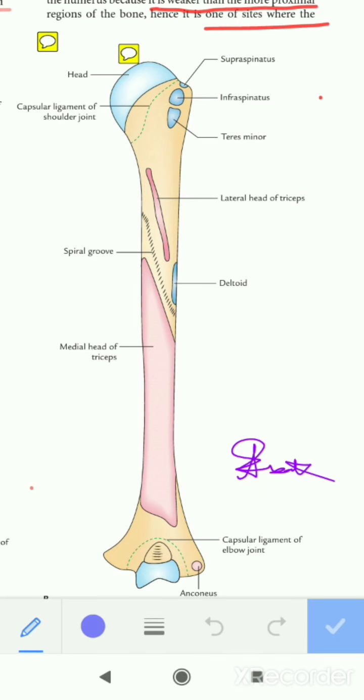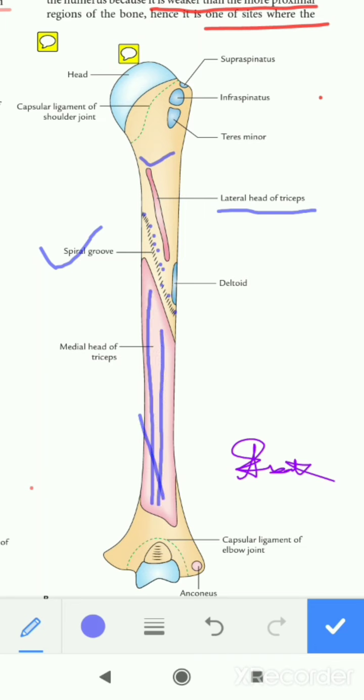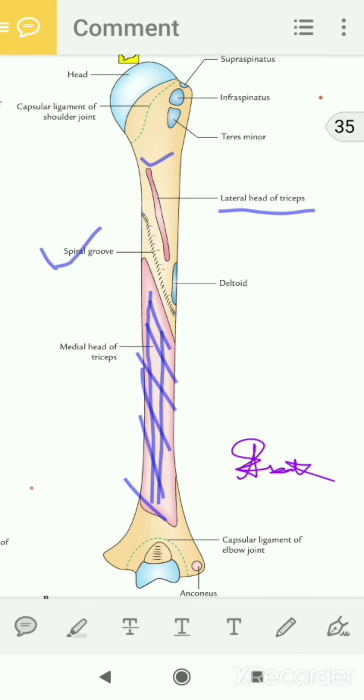So come to the posterior surface. This is the posterior surface. We have told that in the upper 1/3 there is an oblique ridge which gives rise to the origin of the lateral head of the triceps muscle. Then there was a groove. This was called the spiral groove or radial groove. Here it encloses the radial nerve and the arteria profunda brachii vessel, and the rest of the part below the spiral groove is where the medial head of the triceps muscle is attached. Okay. That's it.